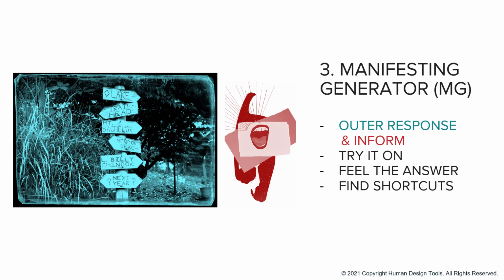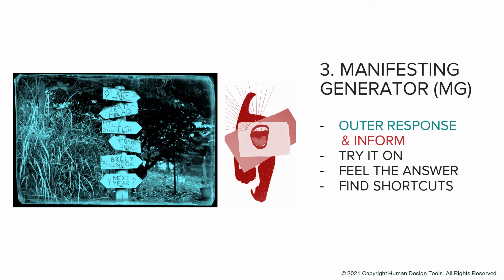On to the third type, the manifesting generator. Manifesting generators are primarily generators first, but they have a little manifestor energy added on top. Your strategy as a manifesting generator is to see signs like the generator. Sometimes you need to try things on like the manifestor and see if they're a fit. And you definitely need to inform people that you're going to impact. So you have this outer response like the generator. You see a sign, and then you feel into the answer for yourself, and then you share what you're doing with others.